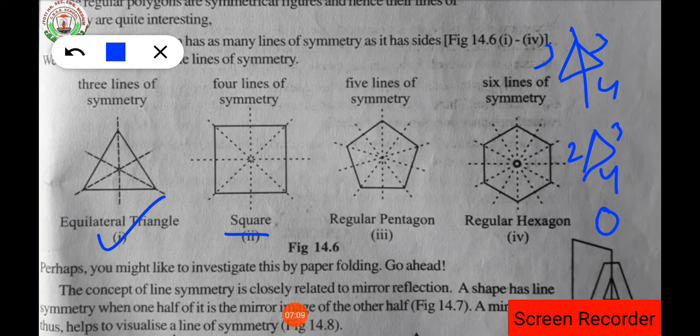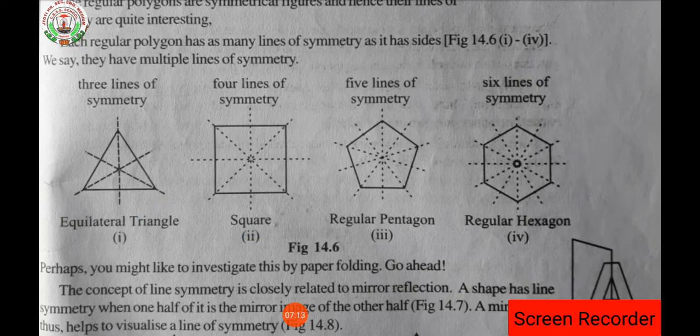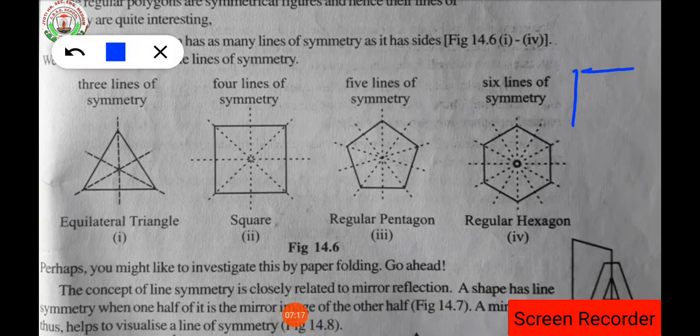Now the next is a four-sided polygon, whose name is a square. How many lines of symmetry are possible? In a square, 4 lines of symmetry are possible. How will you know? Suppose this one is a square. Can we draw a line of symmetry like this? Isn't it? A line of symmetry like this, 2 lines of symmetry, 3 lines of symmetry, and this one is the 4th line of symmetry. So in this way, 4 lines of symmetry are possible in the square.